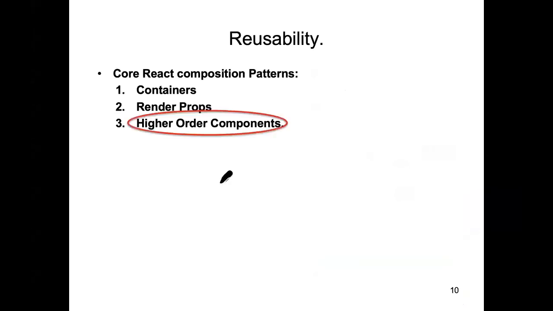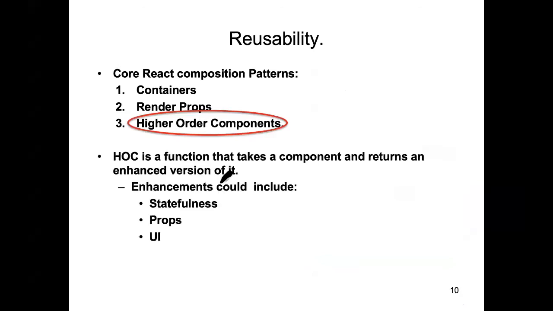The third pattern is the higher order component. And what is a higher order component? I'm saying it's a function, number one, and it's a function that takes a component as an argument and returns an enhanced version of that component. I've mentioned this before to you. Actually, we've seen an example of a higher order component function.